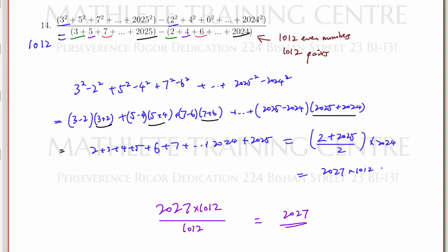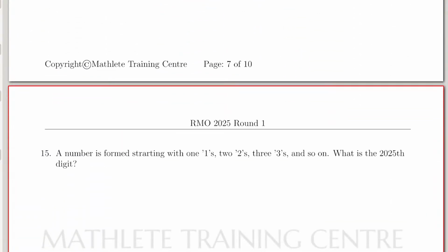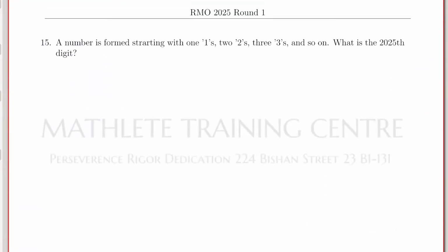For our next question, question number 15. A number is formed starting with 1, 1, 2, 2, 3, 3, and so on. What is the 2025th digit? So how do I do this question?